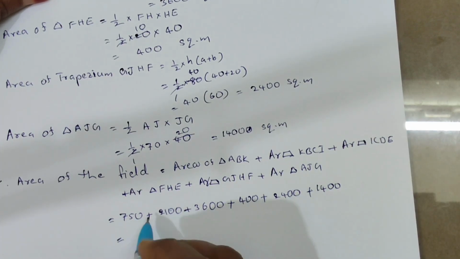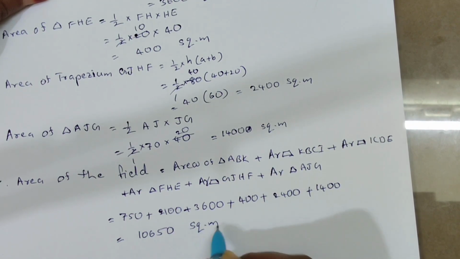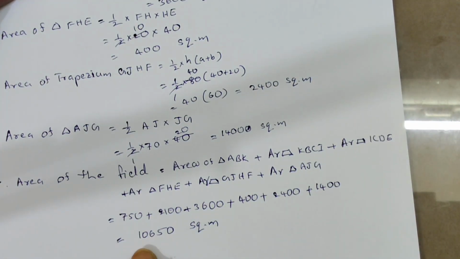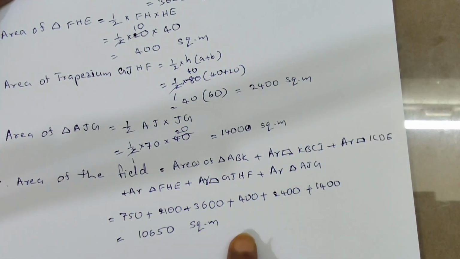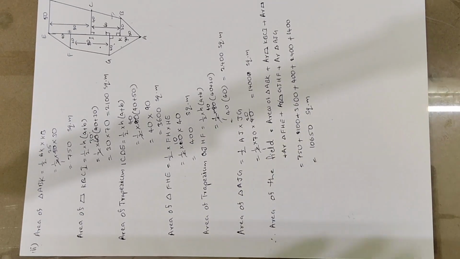So that equal to 10650 square meters. This is the total field area. Here area of the field equal to 10650 is the total area. This is the second one, complete answer.